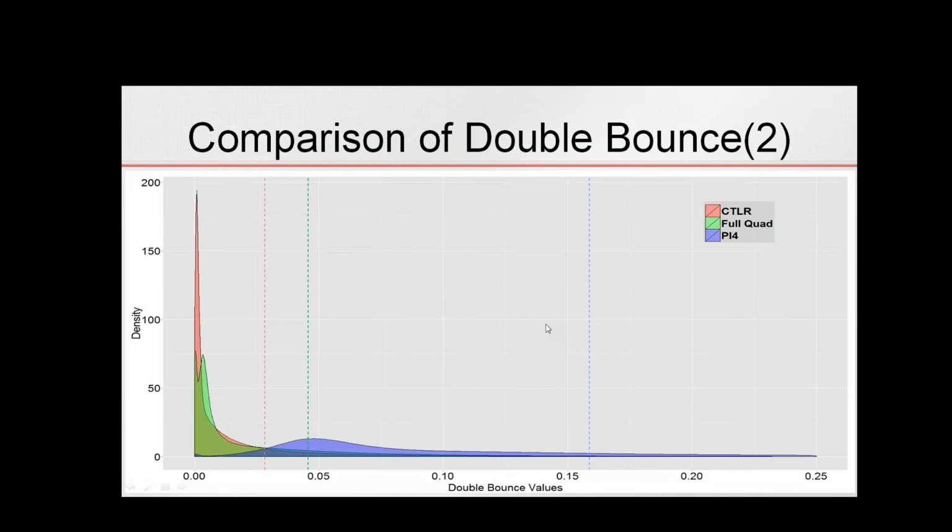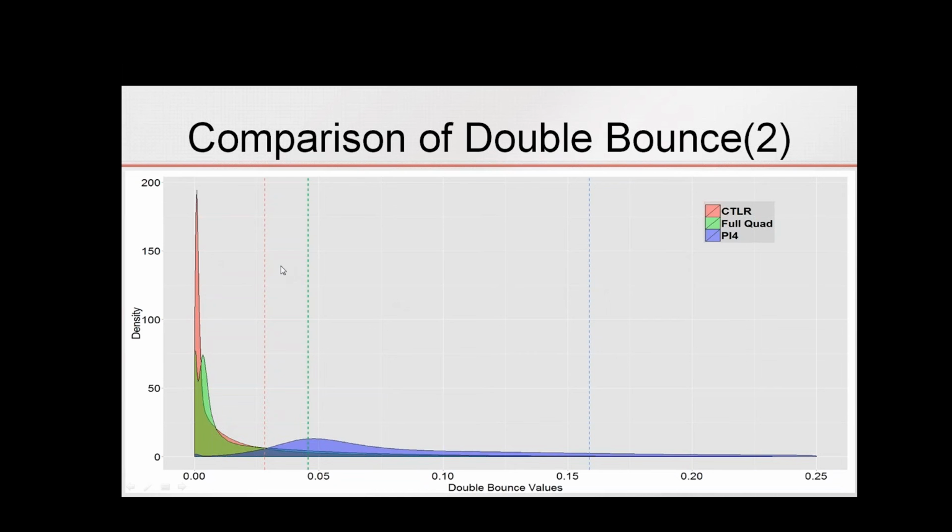So if we have a look at the distribution for the double bounce, we can see that the shape of the pi/4 is quite different. There's no peak right here like you would find with CTLR and full quad, and it spreads out much further than both CTLR and full quad. Also, if we look at the mean of pi/4 right here, you'll notice that it's very dissimilar to the mean that you have for CTLR and the full quad image.